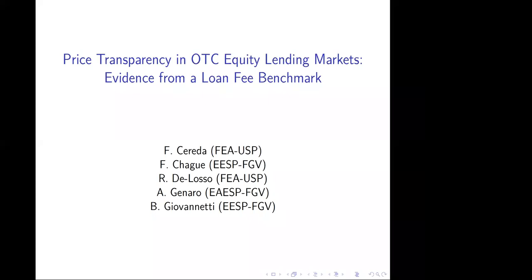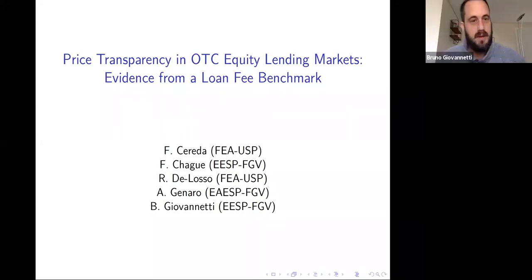Okay. So the paper's title is Price Transparency in OTC Equity Lending Markets, Evidence from a Loan Fee Benchmark. And it's a joint work with 4 colleagues of mine. It's a basketball team. Fábio Sereda was my MA student, so this comes from his dissertation, okay?